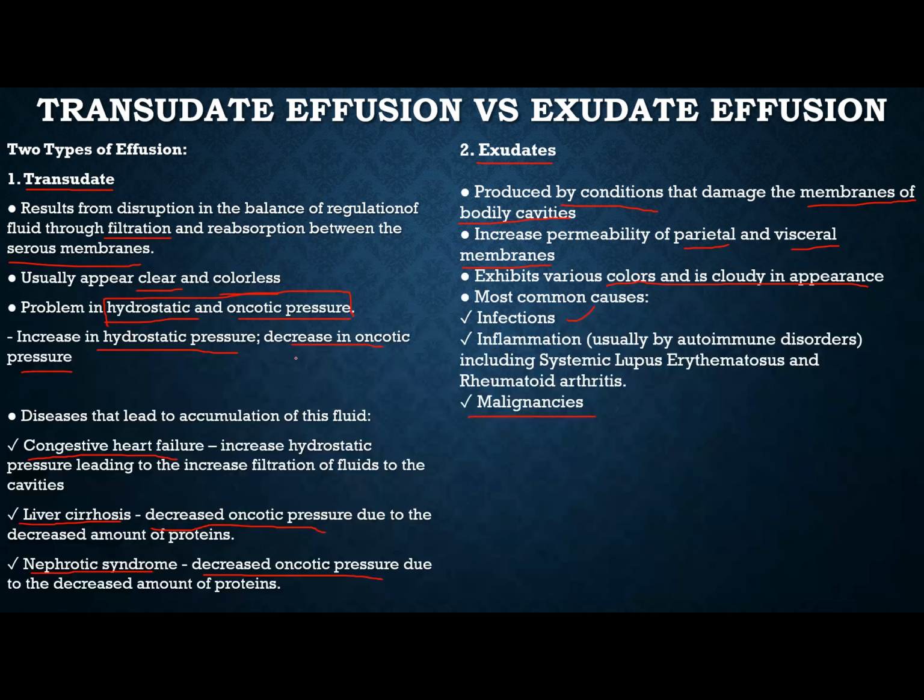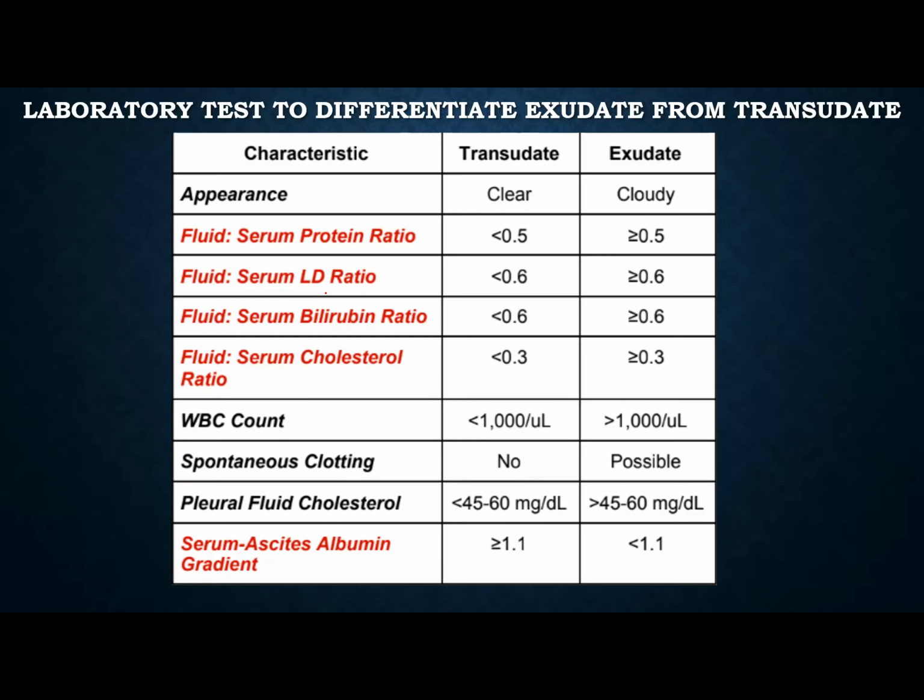So for causes, transudate is caused by a problem in the pressure. For exudate, it's a problem with the membranes, the parietal and the visceral. The appearance of a transudate is usually clear and colorless. For an exudate, it's different colors and cloudy in appearance. Now, these are the laboratory tests to differentiate exudate from a transudate. So again, class, if it's a transudate, the appearance would be clear. For an exudate, it would be cloudy.